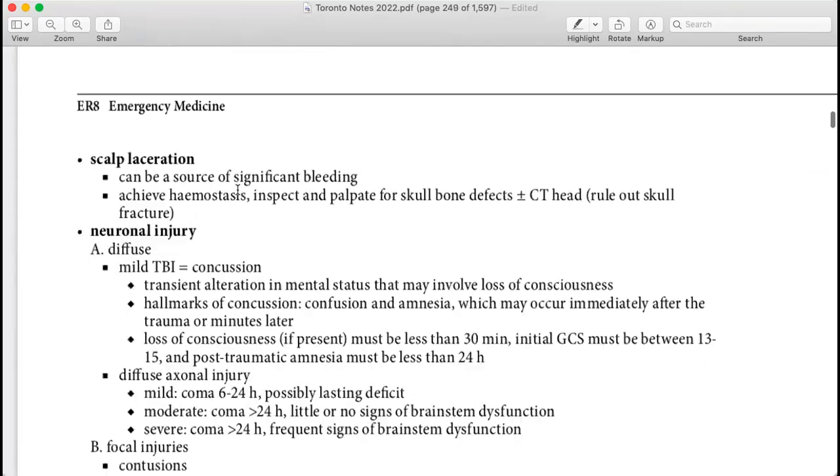Scalp laceration can be a source of significant bleeding. Achieve hemostasis, inspect and palpate for skull bone defects.